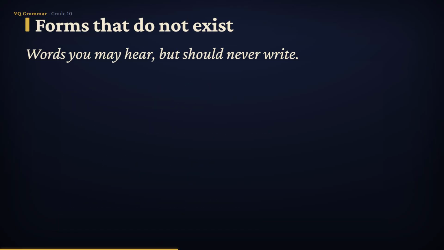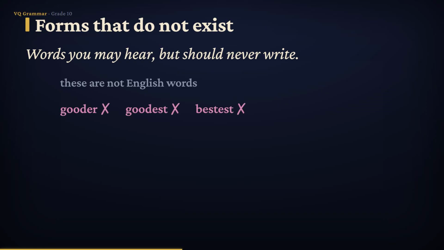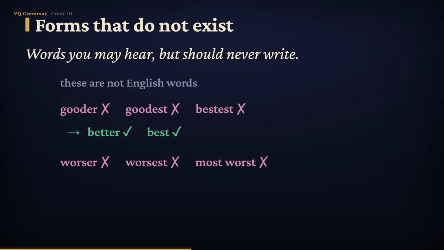Let's name the forms you will hear people say that are not actually English words. Gooder, goodest, bestest. None of those exist. The real forms are better and best, and nothing else will do. The same goes for worser, worsest, and most worst. You may hear them on a playground, but they are not standard, and they should never reach your page. The real forms are worse and worst.